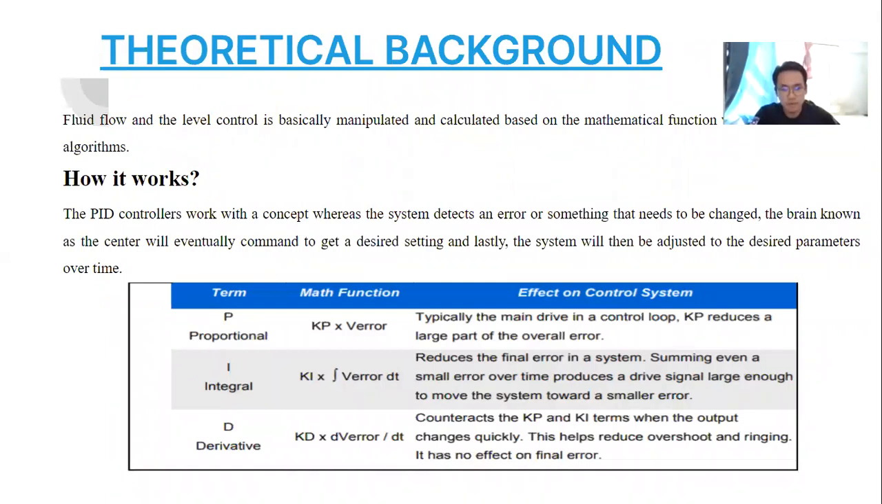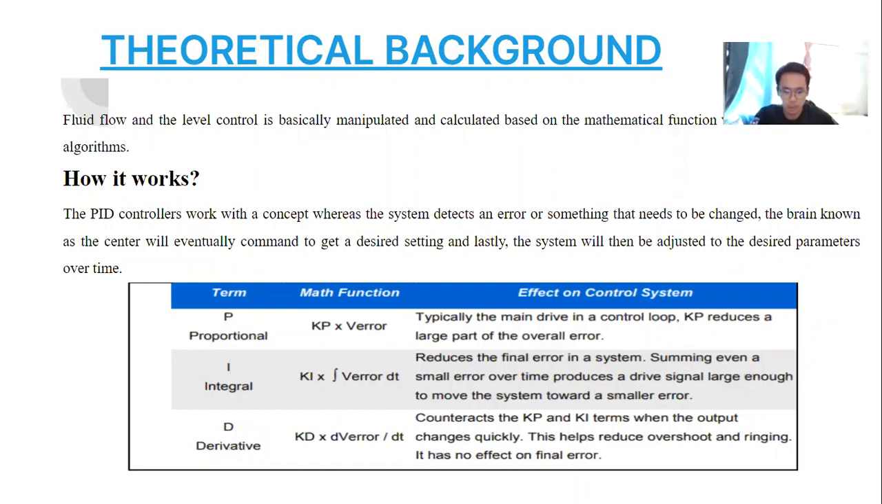Fluid flow and level control is basically manipulated and calculated based on a mathematical function, in the form of algorithms. So we will see how it works. The PID controller works with a concept where the system detects an error or something that needs to be changed. So the brain, known as the center, eventually commands the system to get a desired setting. And lastly, the system will then be adjusted to the desired parameters over time.